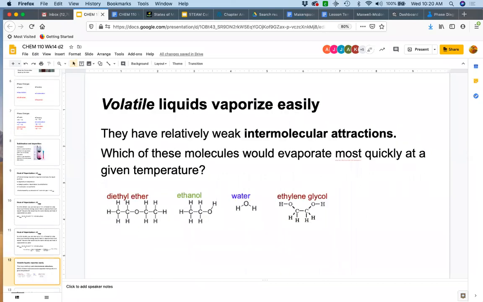So if we're thinking about the heat of vaporization, we're going to use this word volatile. Volatile means that liquids vaporize easily. Can you think of any examples of volatile liquids? If so, can you put them in the chat? What's something that vaporizes easily? What's something that, if it spills, rarely stays as a liquid for long? What are some examples? Can you think of any?